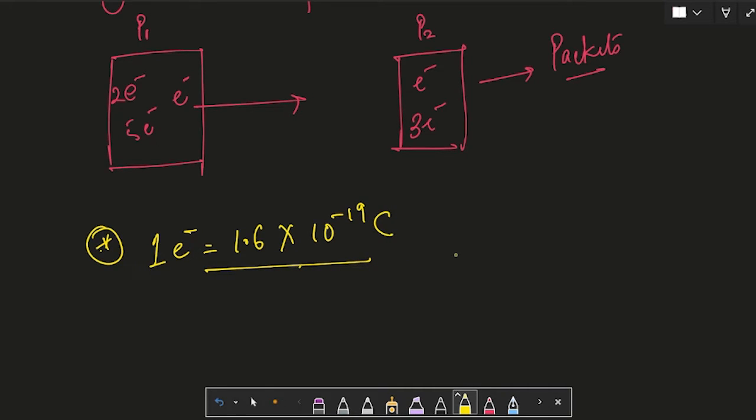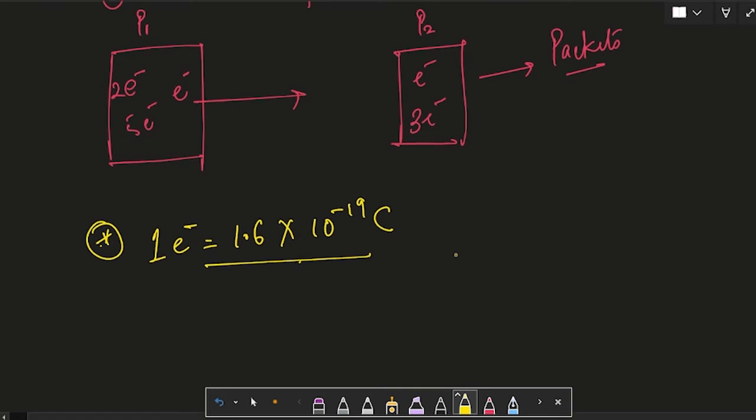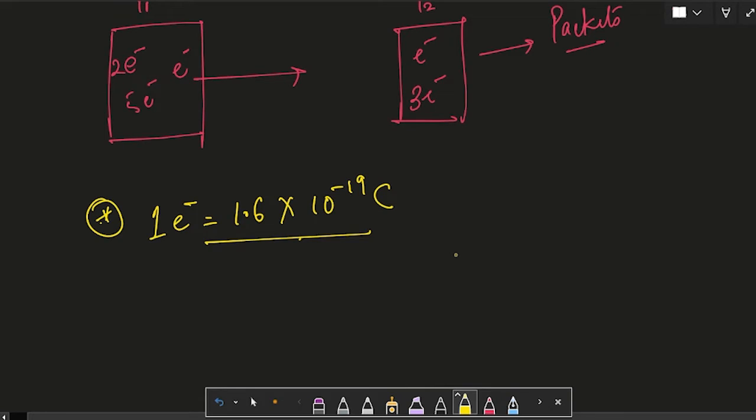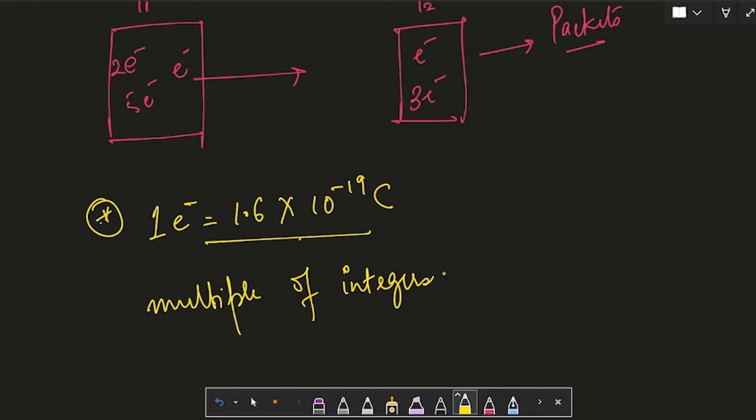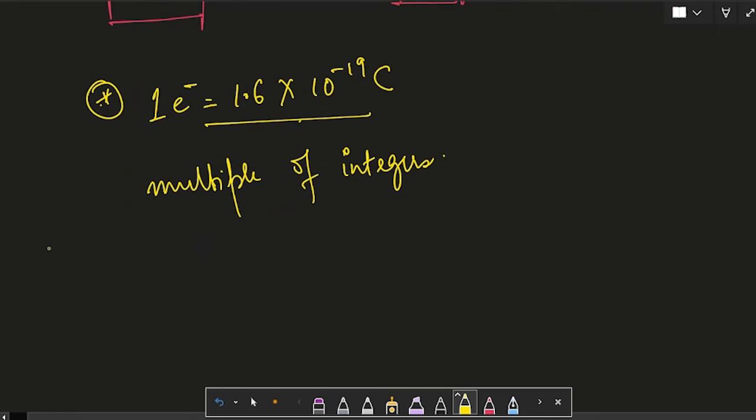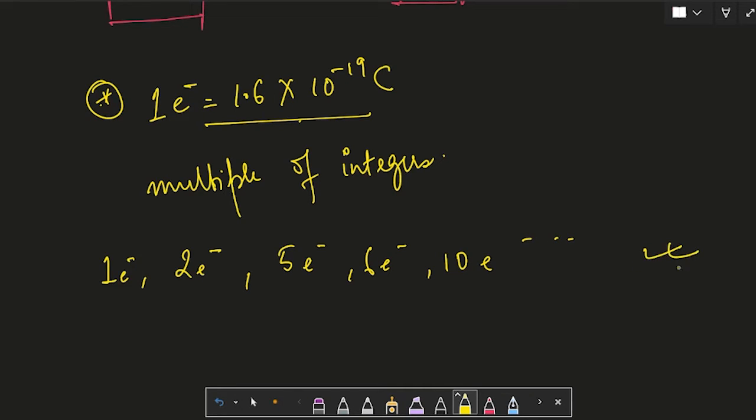This is the very basic charge that exists in this universe, and the next charges would be more than this. If it is more than this, it would be an integral multiple of integers. I break this down for you: let's say charges would exist like 1 electron, 2 electron, 5 electron, 6 electron, 10 electron, and so on. This is the correct way of representation.